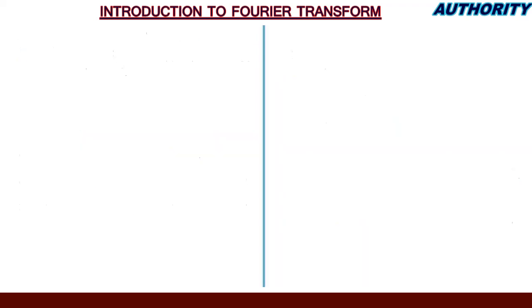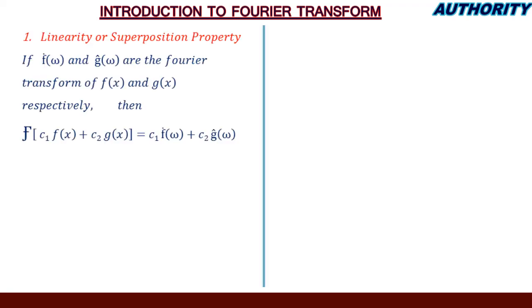Now let's go. The last part, we see the properties of Fourier transform. So the first property we have here is called linearity or superposition property.